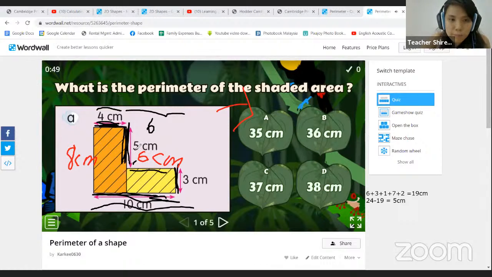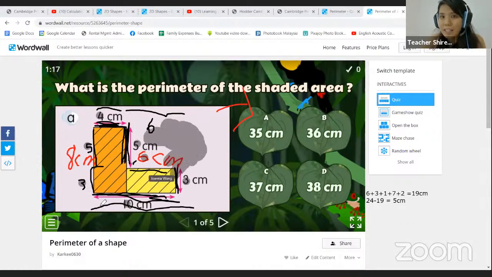While this one, same thing, you find the opposite line here. You get to know it's the same as this. Here is 5. And here it's opposite. You get to know it's 3. So all you need to add together are 4 plus 5 plus 6 plus 3 plus 10 plus 3 plus 5. That's how you do it when it's an odd shape. Understand?